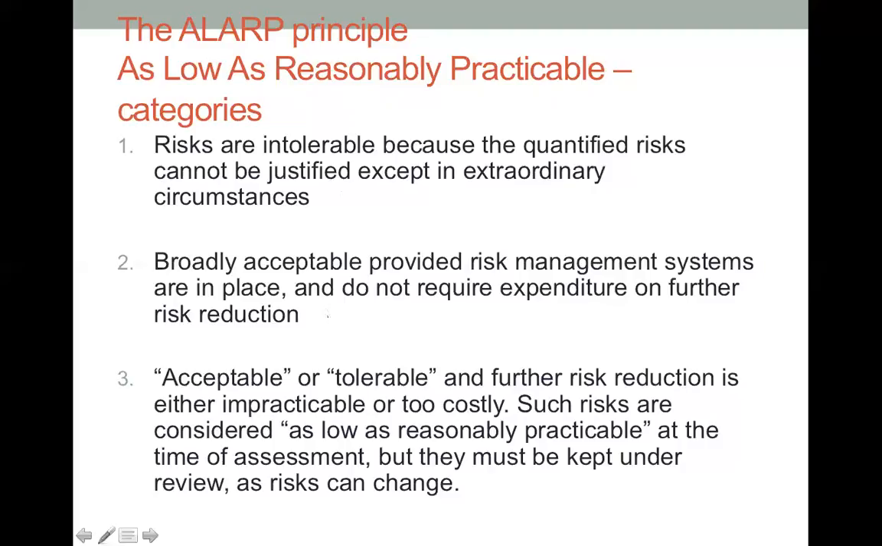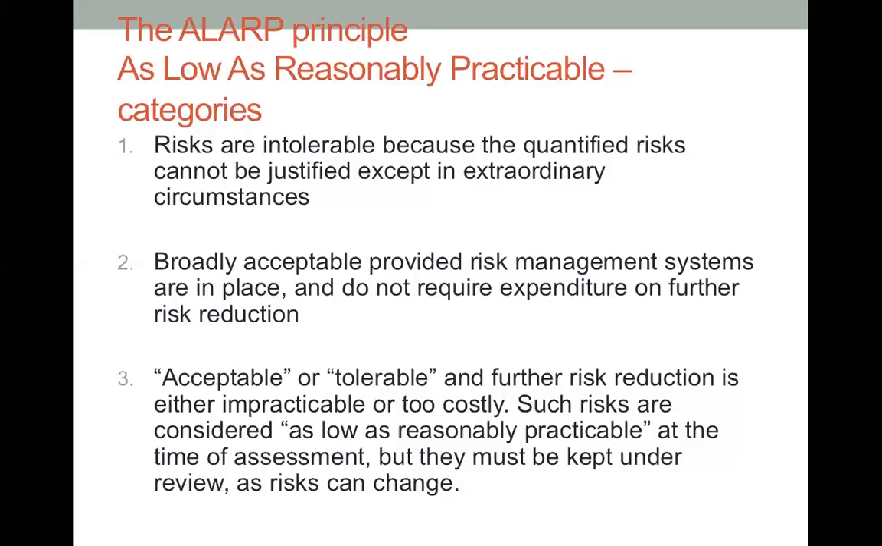The second category is basically broadly acceptable, provided that we have the risk management system in place, and it does not require expenditure on further risk reduction. So we don't need to allocate more resources in our attempt at addressing the risks. And the third category is acceptable or tolerable, and further risk reduction is either impracticable or too costly. If we try to reduce the risk further, it will be impracticable for us. So that's the third category.